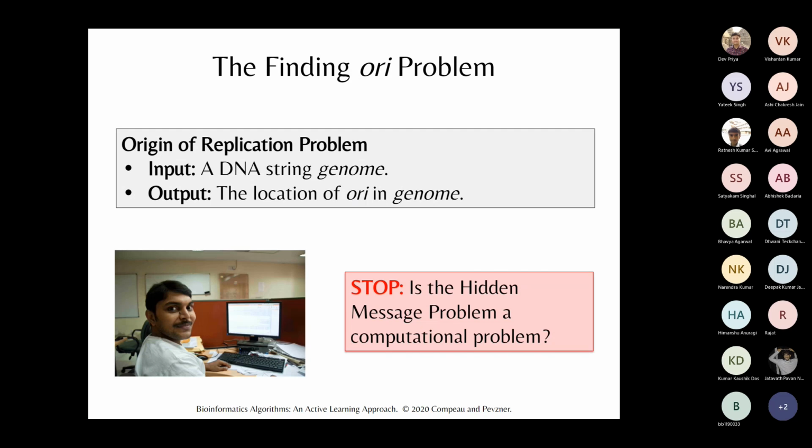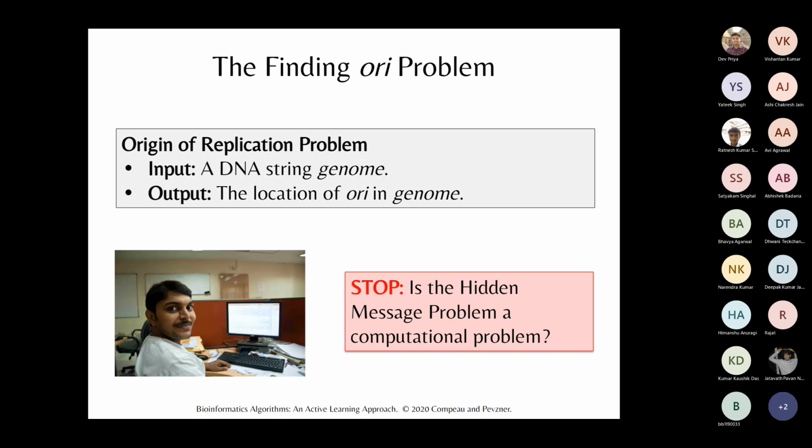If you were to ask a computer scientist now, you would have to formulate the problem, right? The problem of finding the origin of replication would be: you have an input, which is a DNA string, which is nothing but the genome of the organism for which you're trying to find the origin of replication. And the output is the location of the ORI, or the origin of replication, in the genome. All right. So now this essentially comes down to finding a hidden message, or finding this hidden location of the origin of replication in a given string.